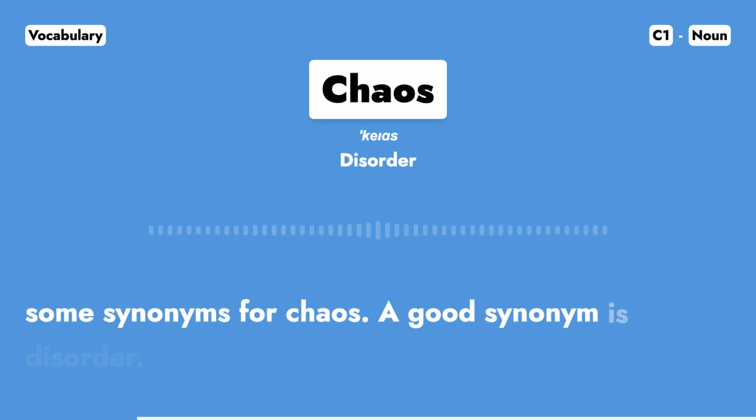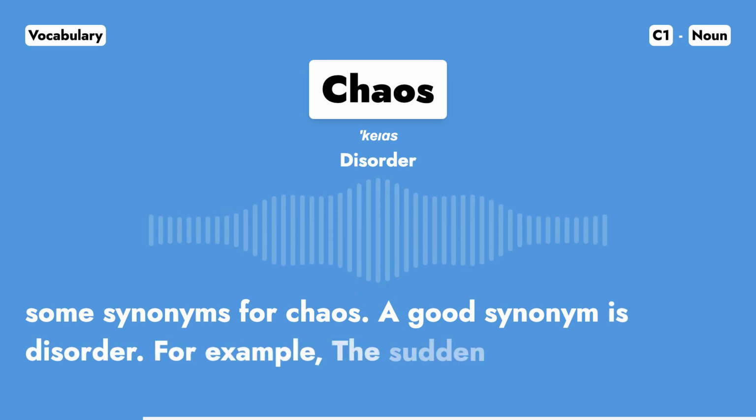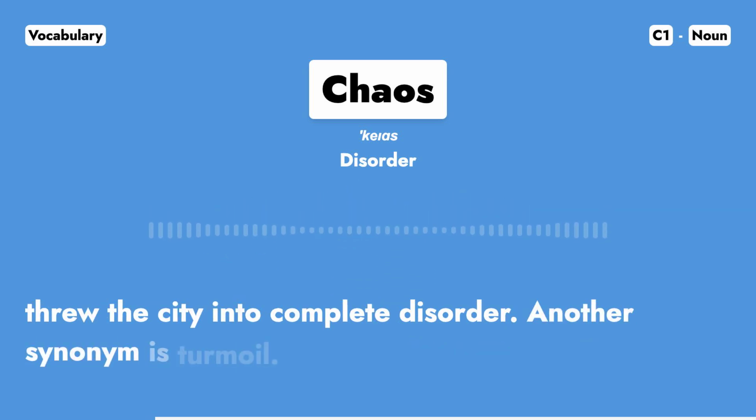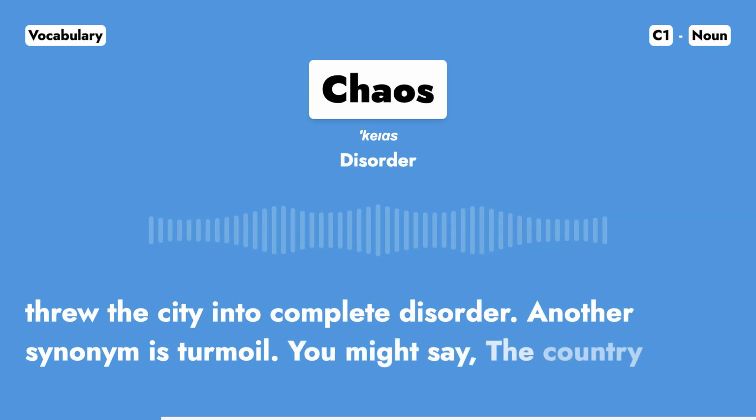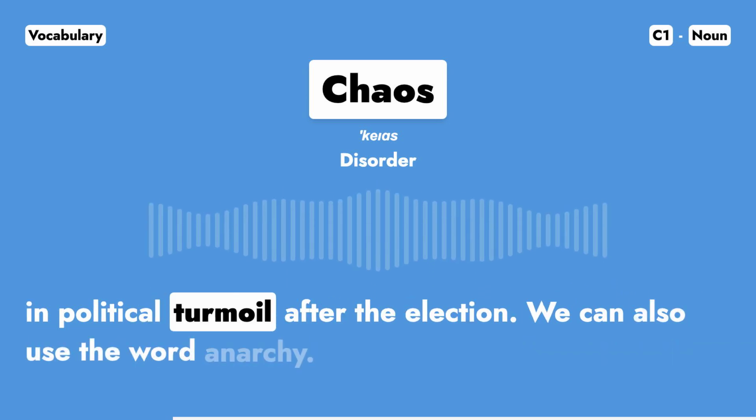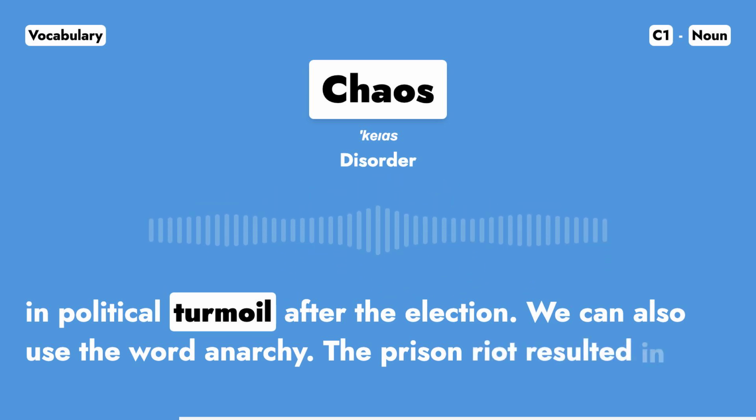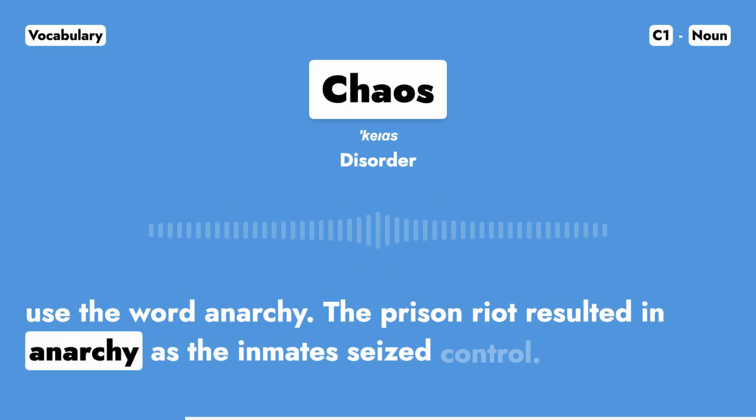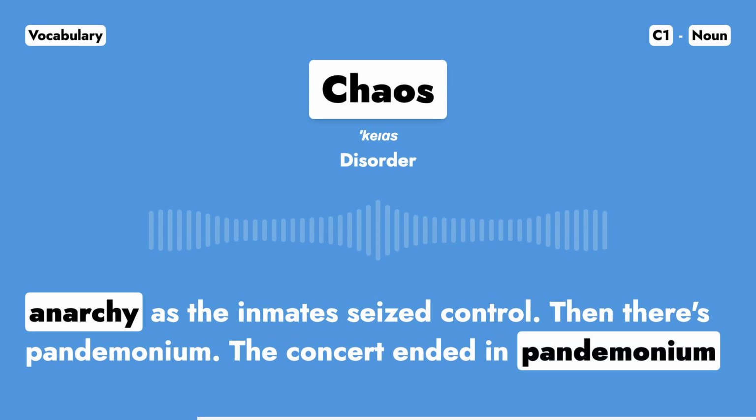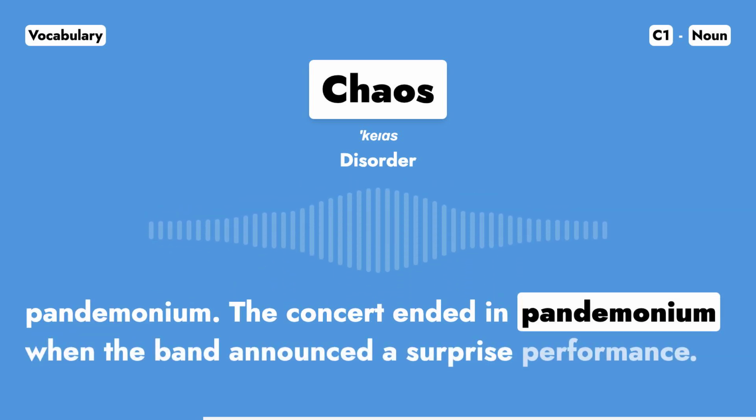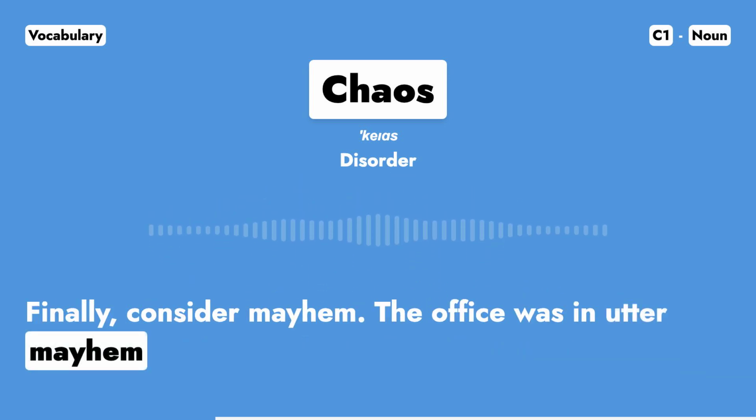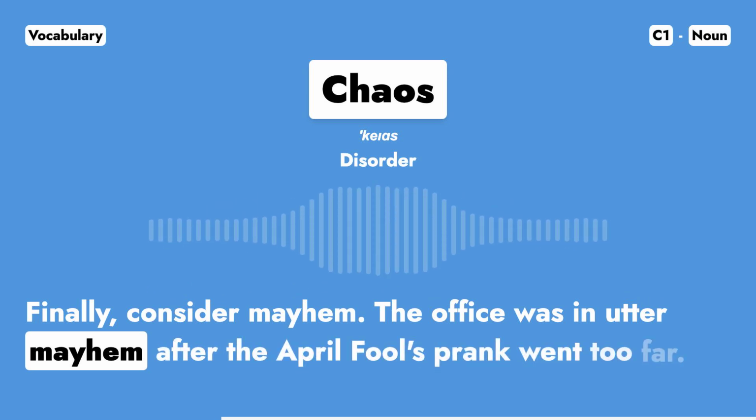Now, let's explore some synonyms for chaos. A good synonym is disorder. For example, the sudden power outage threw the city into complete disorder. Another synonym is turmoil. You might say, the country was in political turmoil after the election. We can also use the word anarchy. The prison riot resulted in anarchy as the inmates seized control. Then there's pandemonium. The concert ended in pandemonium when the band announced a surprise performance. Finally, consider mayhem. The office was in utter mayhem after the April Fool's prank went too far.